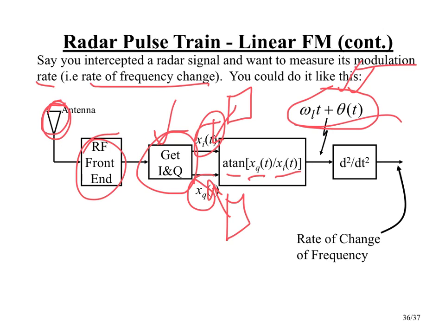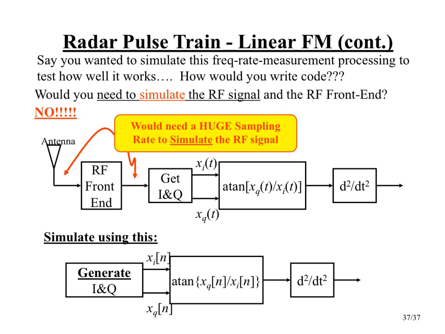If we take a second derivative, we're getting the slope of that instantaneous frequency. So differentiating twice, actually that term will go away, and we'll get the second derivative of that, which will give us the slope of the linear FM. Now, all of this would probably be done digitally. So that's just one example of how we might use these I and Q components for actually doing real things.